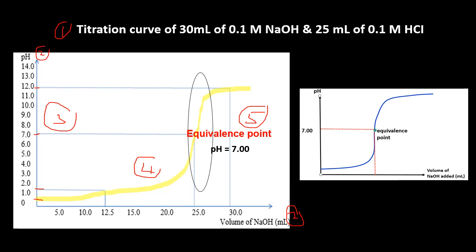So this is the diagram from the lecture notes. So this is strong acid versus strong base. So always remember, here must be a steep curve over here, and then the equivalent point is pH equal to 7. Okay, that's all for this presentation.